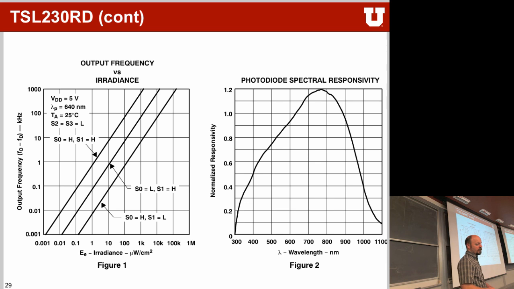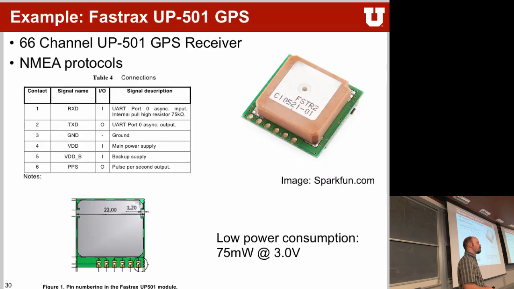Okay, we have a lot of other sensors. For example, GPS systems. They don't give you an analog output. But what they do have is a UART interface most of the time. And then there is a standard language that you can use to talk to these devices, and they will give you latitude, longitude, and timestamps, and all kinds of interesting information about your GPS system.